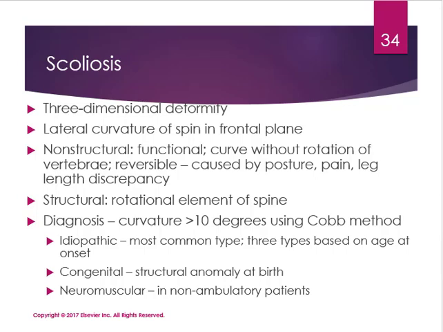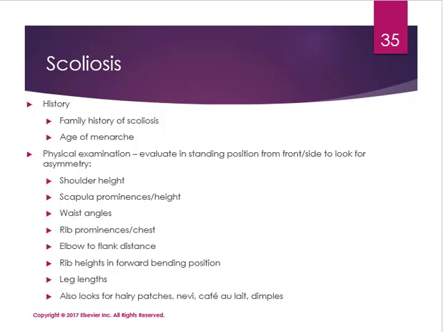Congenital is a structural anomaly present at birth, and it's often associated with other congenital abnormalities such as kidneys and cardiac. These curves can worsen quickly during periods of rapid growth. Neuromuscular is the most common in non-ambulatory patients, and it's secondary to weakness, imbalance, and spasticity of the muscles of the trunk. So idiopathic is the most common type of scoliosis.